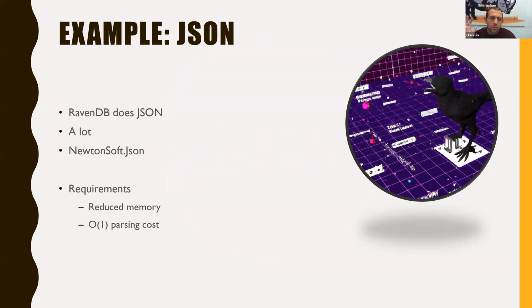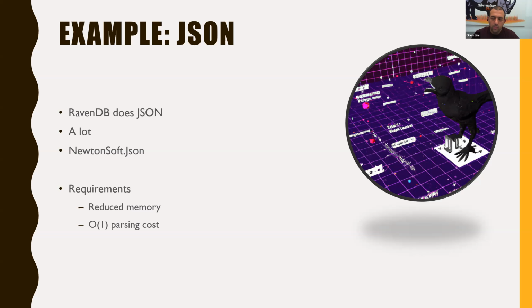So the fourth thing that I want to discuss is JSON. RavenDB is a document database. It does JSON for a living, a lot. And when we started out, we used Newtonsoft JSON as the library that we wanted to use. And it is a great library. It's really functional. It has lots of features. It does a great job in being a JSON library. It is also not meant for high-performance systems.